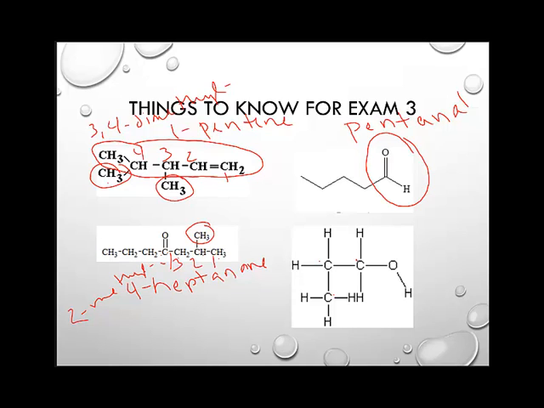1, 2, 3, it's an alcohol. So it's going to end in ol instead of al this time. It's 3. So that's propanol. And it's off the first carbon, so it's 1-propanol.